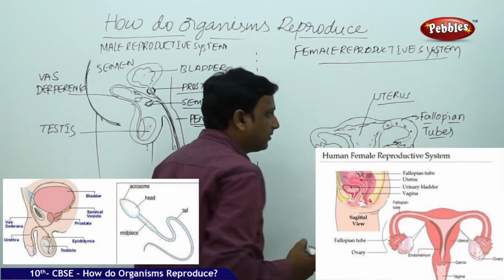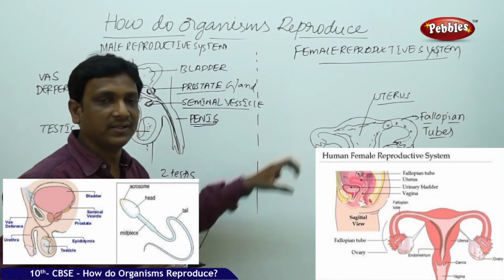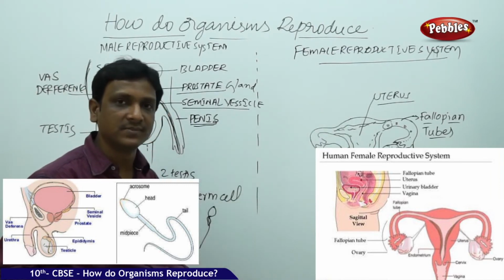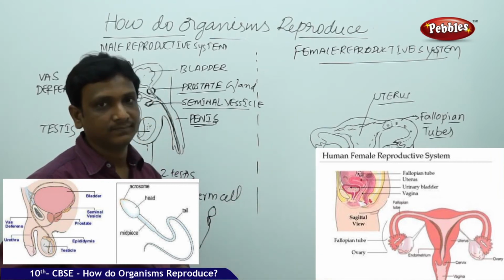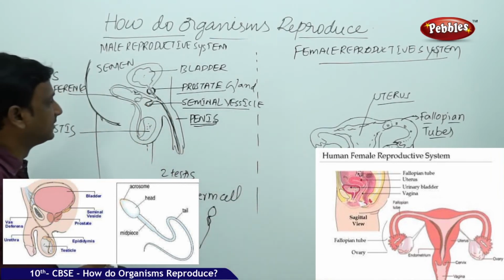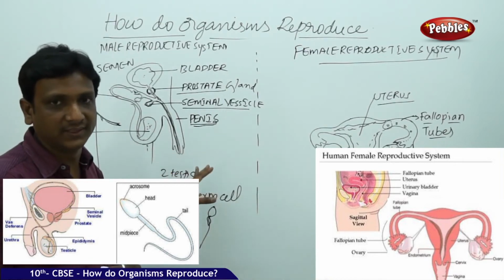For the fertilization, the male gametes must be there in the female reproductive system. How is it possible? How can the male gametes be in the female reproductive system? They are to be introduced into this system. That is done by the male reproductive system. We know that in sexual reproduction, 2 organisms should join together for the transfer of reproductive cells.